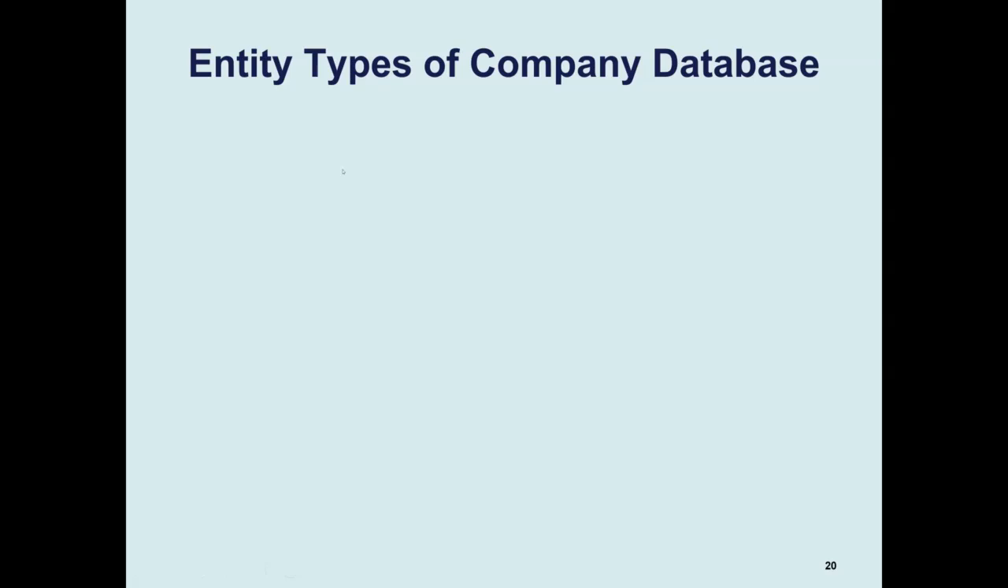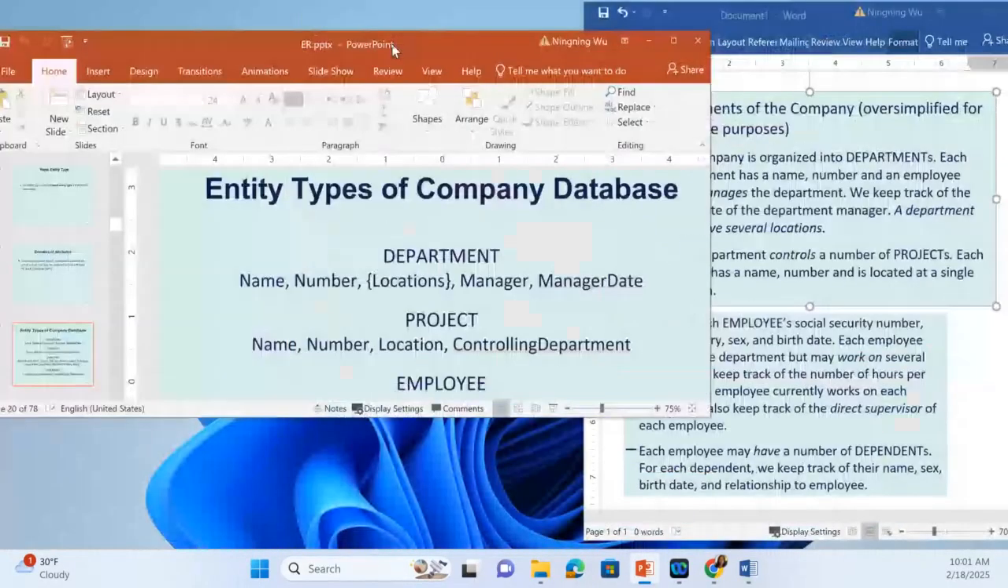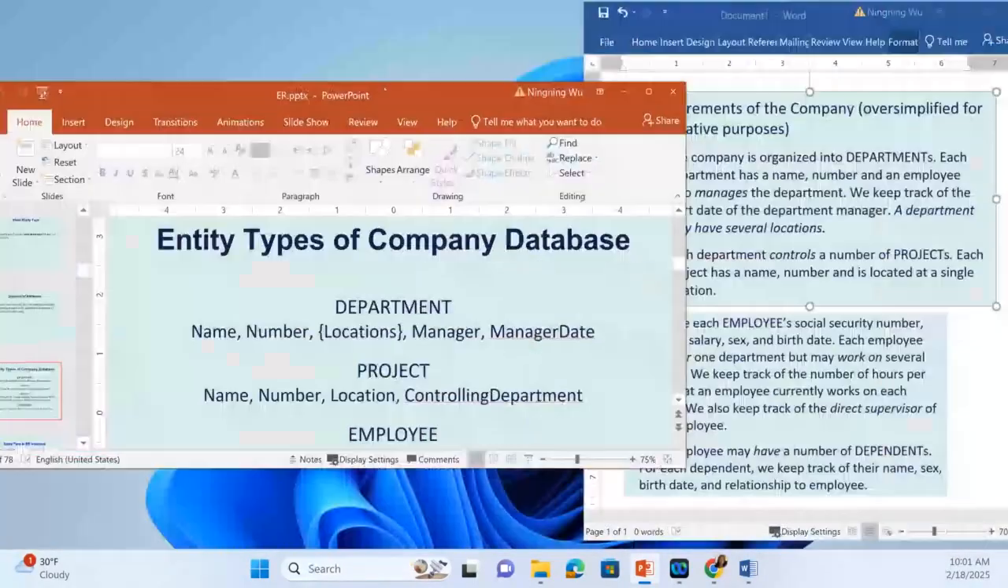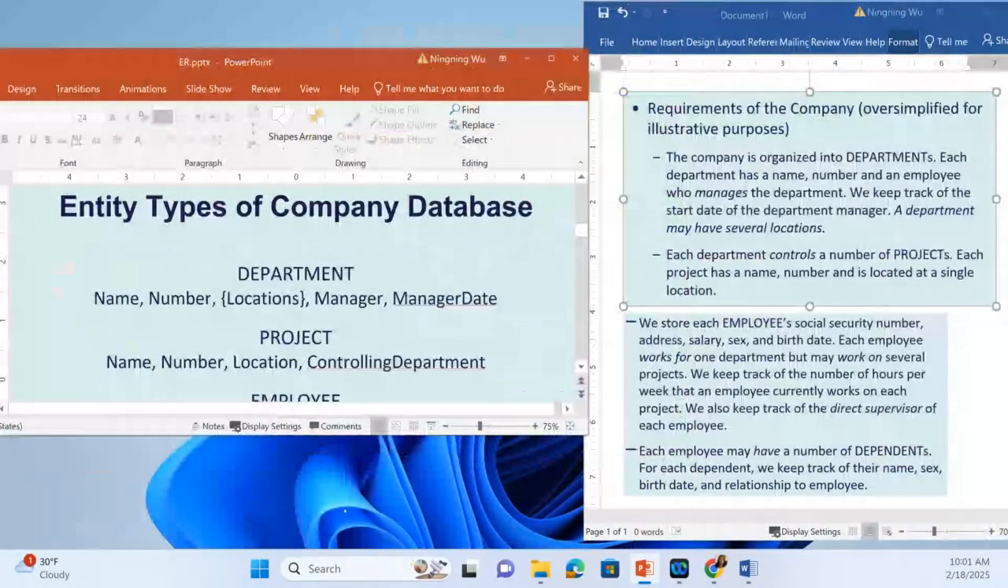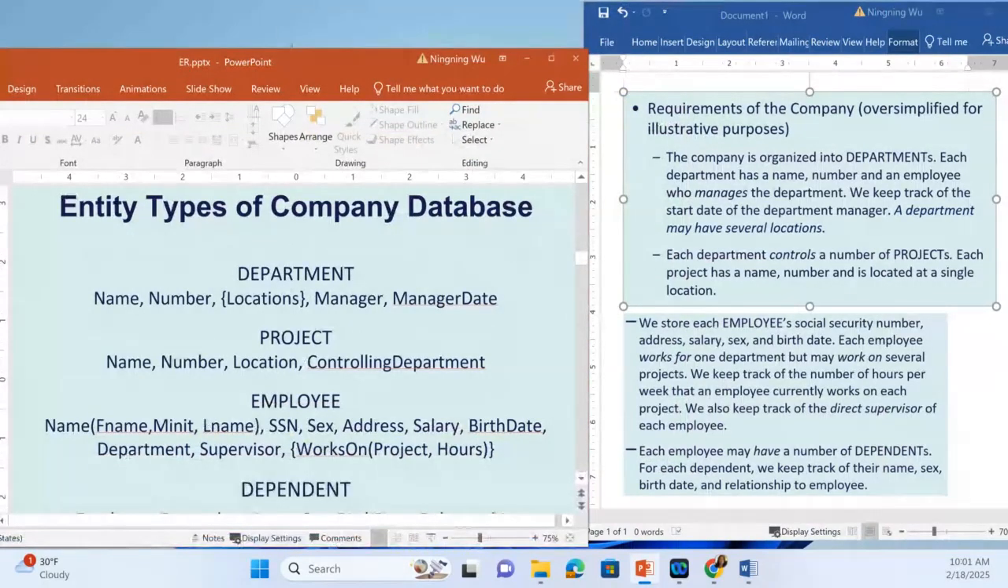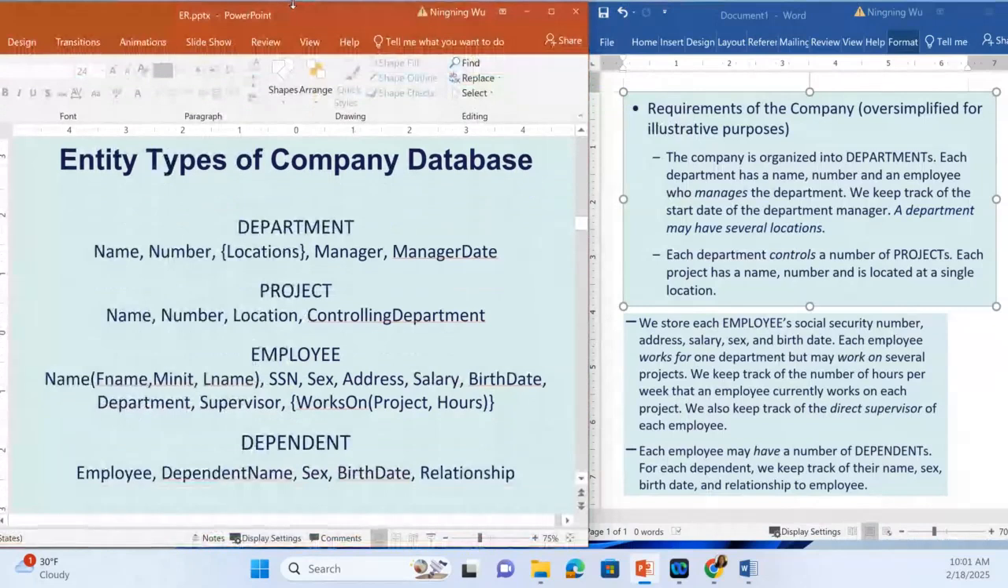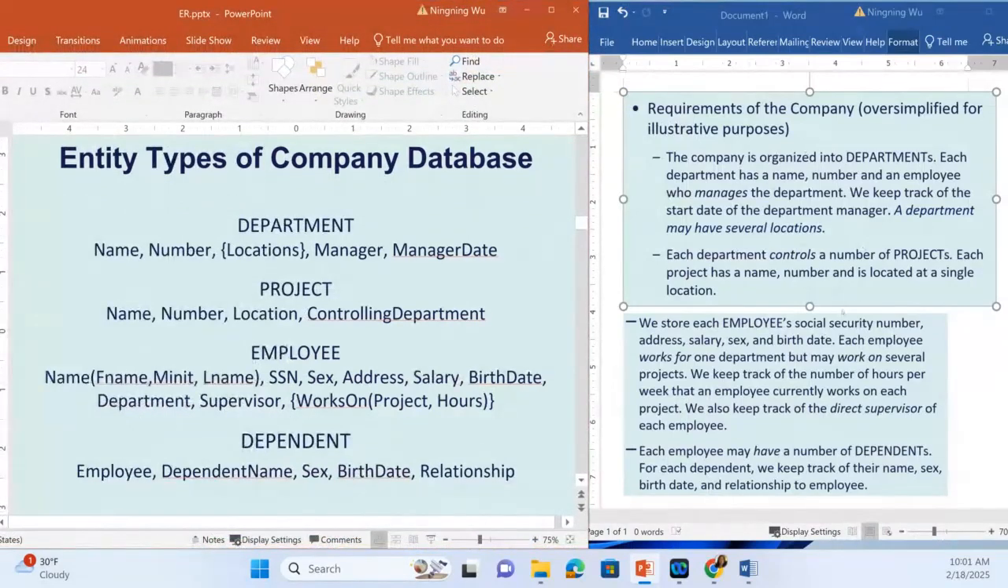So now, according to the data description, which is on the right, we can write down the attributes for each entity type that we can identify. In the discussion, we identified four entity types: department, project, employee, and dependent. So we just list the attributes for each entity type.